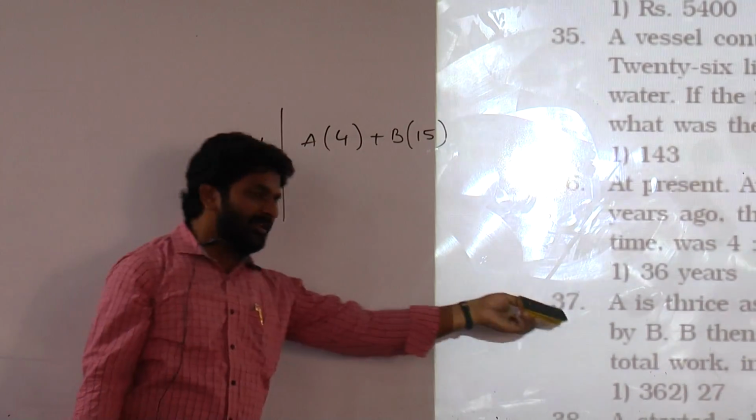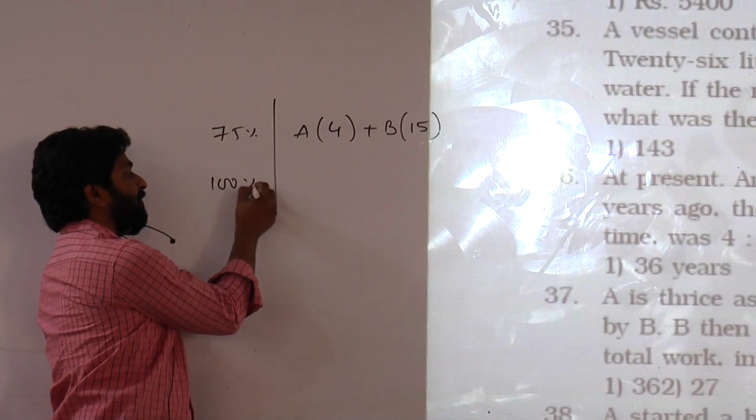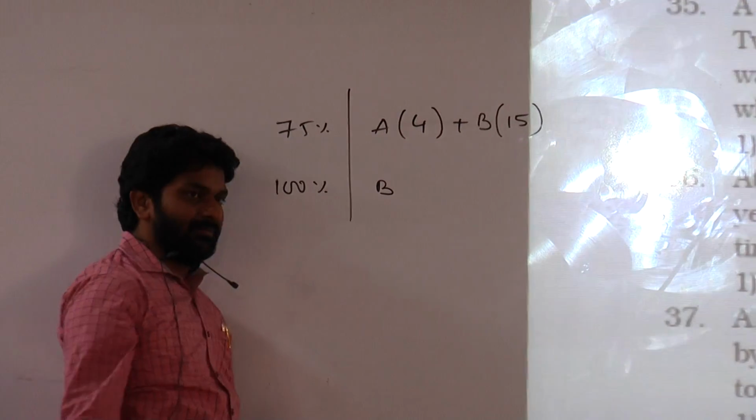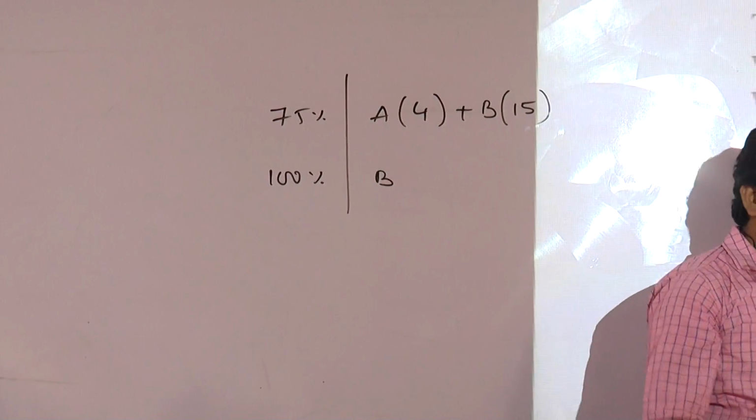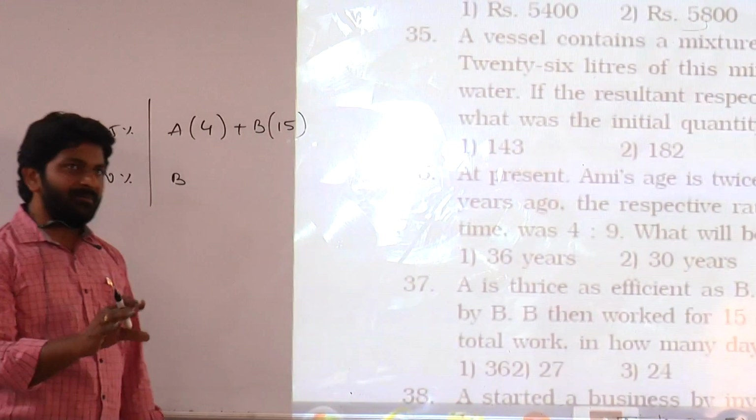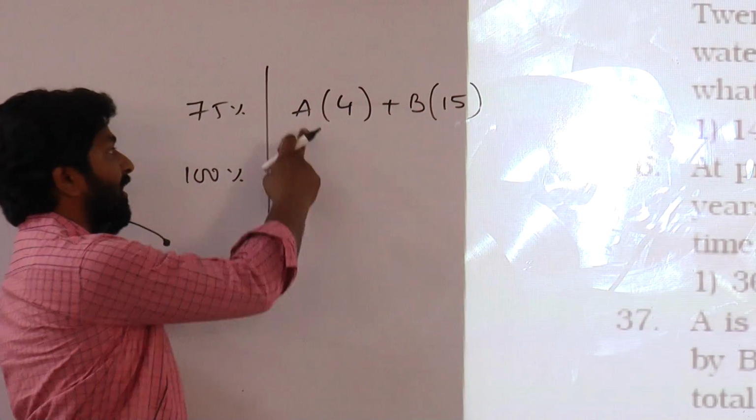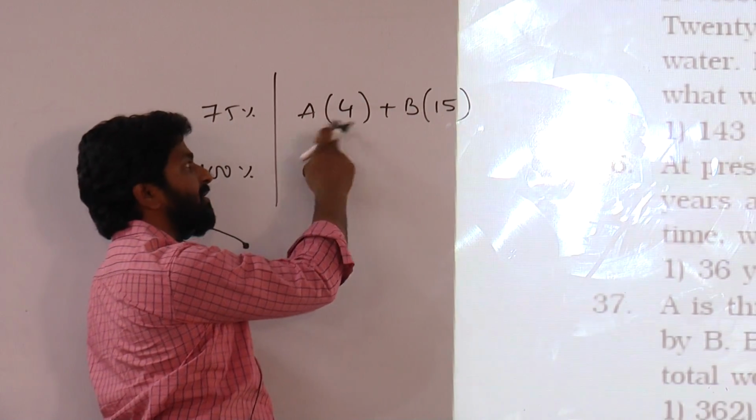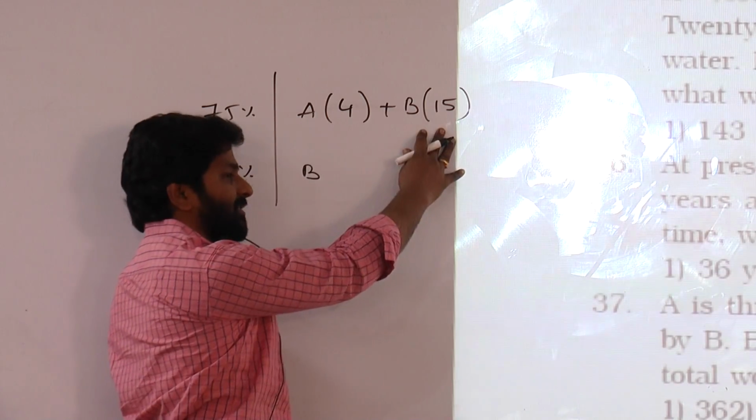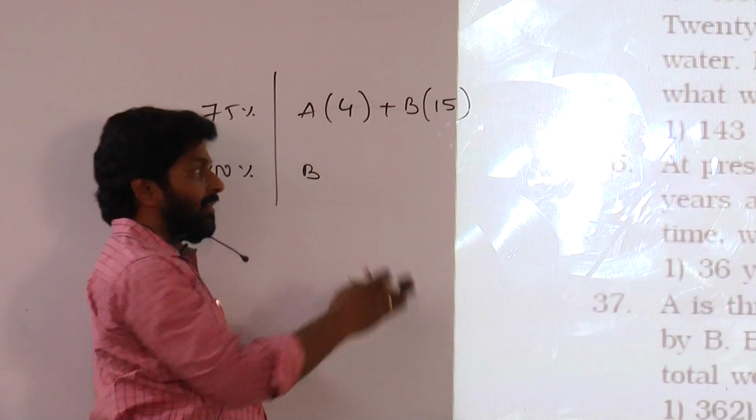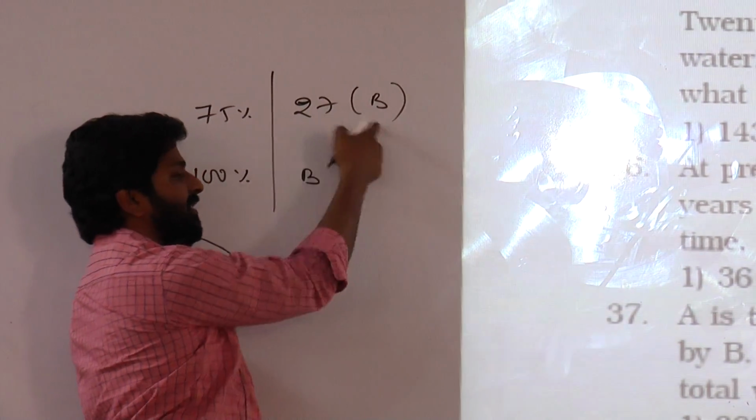And you are given comparison between A and B. A's efficiency and then B's efficiency. To complete 100% of the work, you are asked about the total time taken by B to complete 100% of the work. Now, they said A is thrice as efficient as B. If A completes some work in 1 day, to complete the same work B will take 3 days. A worked for how many days? So 4 days of A's work is equal to 12 days of B's work, right? 12 days of B's work and 15 days of B's work together 27 days. So to complete 75% of the work, B took 27 days.